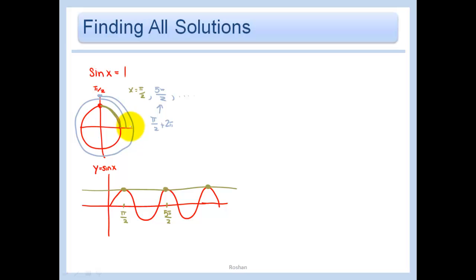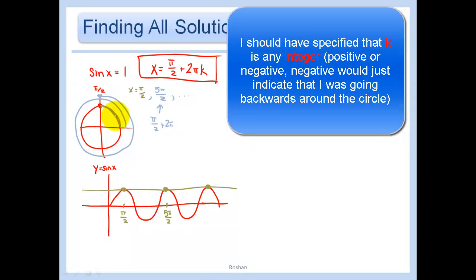I have an infinite number of solutions to all these trig equations. So how do I write that? Well, I write this as x equals pi over 2 plus 2 pi k. Okay? Let me explain that. It's because I'm saying I go pi over 2, and then I can go pi over 2 plus 2 pi, or I could go pi over 2 plus 2 times 2 pi, which would be 2 1/4 times around, or I could go pi over 2 plus 2 pi times 3, because I can keep going around and around the circle. So this is really important.